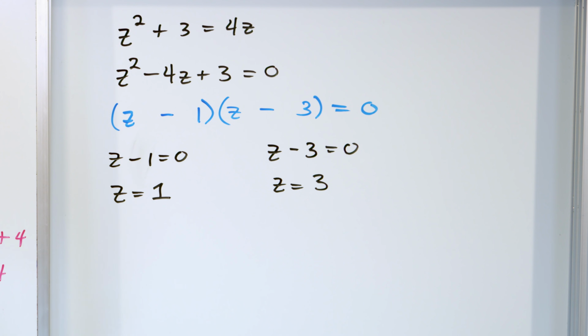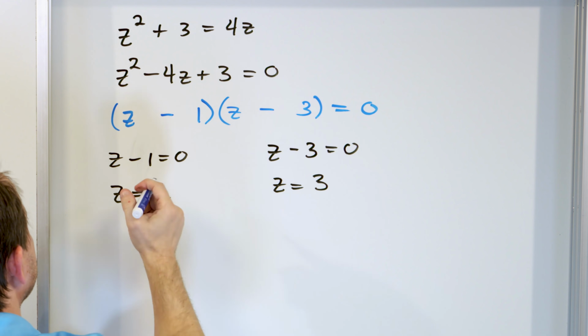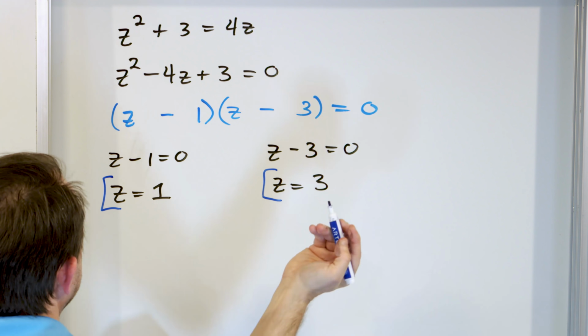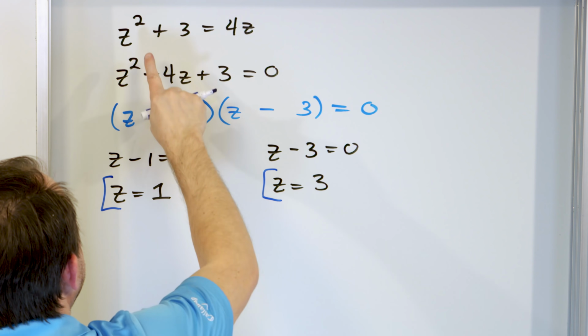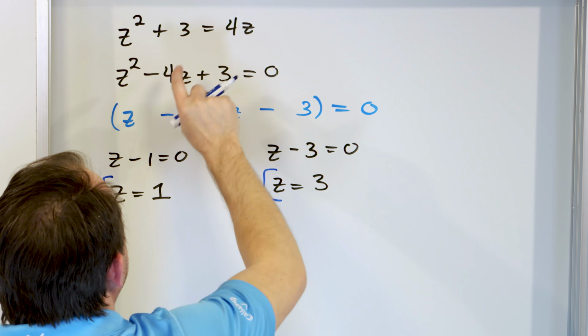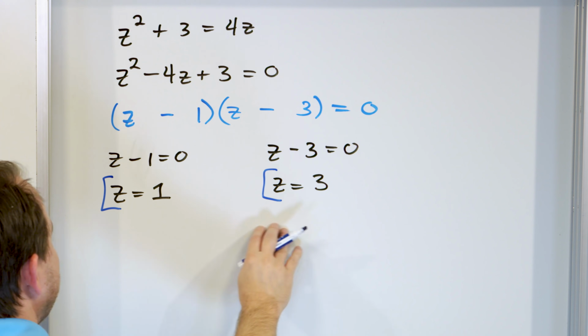So how many roots did I get? I got 2 roots, or you can call them zeros if you want. Why? Does that make sense? Yes, because I had a polynomial with the highest degree of 2, so I expect 2 answers.